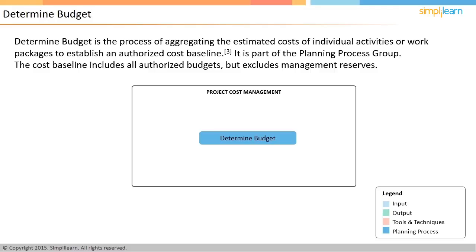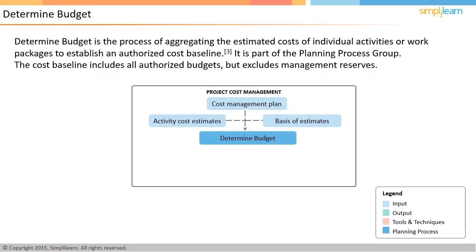The inputs used in determining the project budget are the activity cost estimates and the basis of estimates, which are the output of the previous cost management process. The cost management plan lays the framework for the cost management processes in the project.